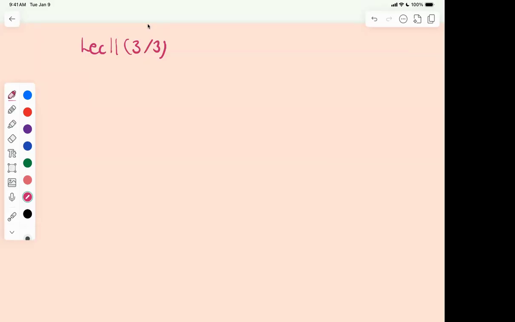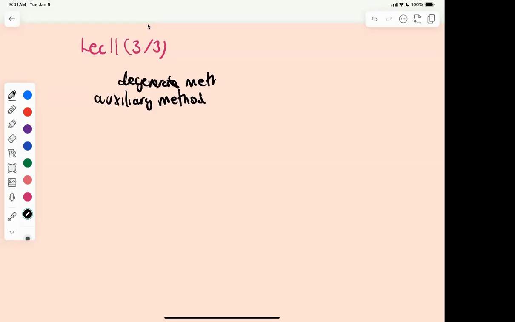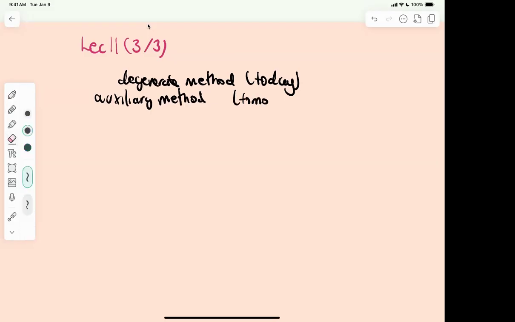It's on the study guide, but there's the auxiliary method, which I still haven't talked about. Then there's the degenerate method, right? Which I will do today. Maybe today and next time, depending on how much time I spend on the degenerate method.